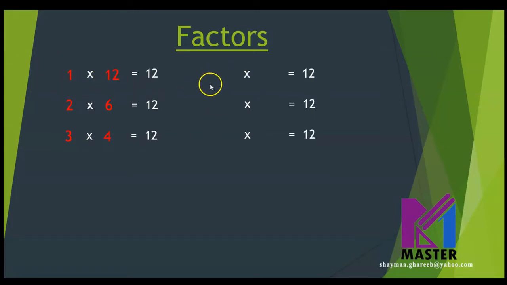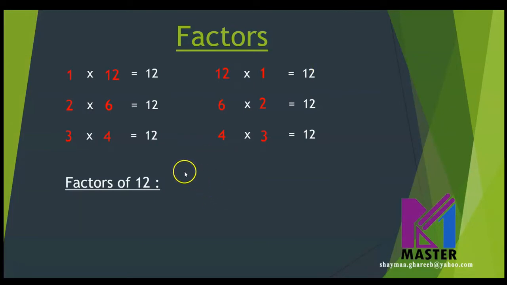Now I will reverse the order. So 1 times 12, same as 12 times 1. 2 times 6, same as 6 times 2. 3 times 4, same as 4 times 3. Now, I wrote all the multiplication sentences that could give 12. Now, can you list the factors of 12?